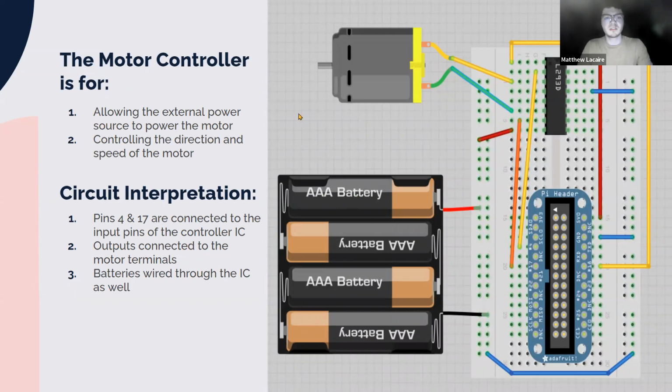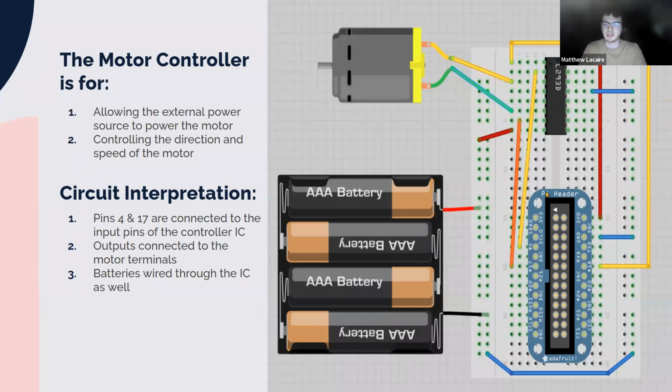So the motor controller is for allowing the external power source to power the motor. The Raspberry Pi itself, I wouldn't trust it to give ample power to run a DC motor. It's also for controlling the direction and speed of the motor. This is achieved primarily through pulse width modulation, which means the duty cycle, I believe, of the motor, depending on for what amount of the period of the pulse it's actually powered. And the more often that it's powered in a pulse, the faster it rotates.